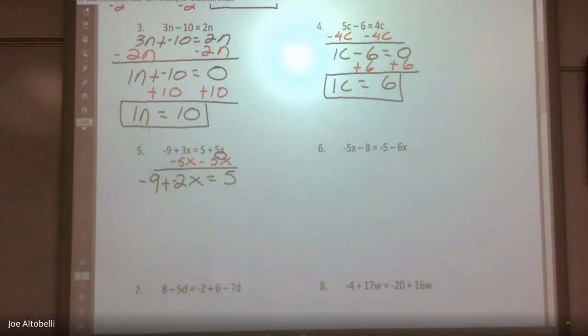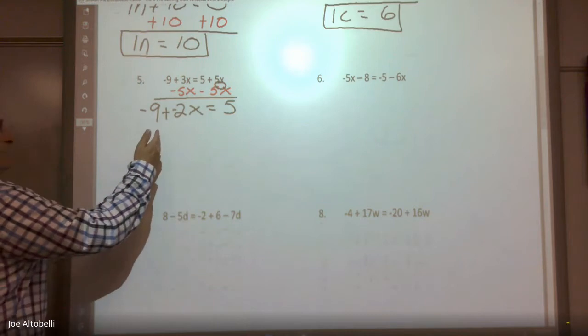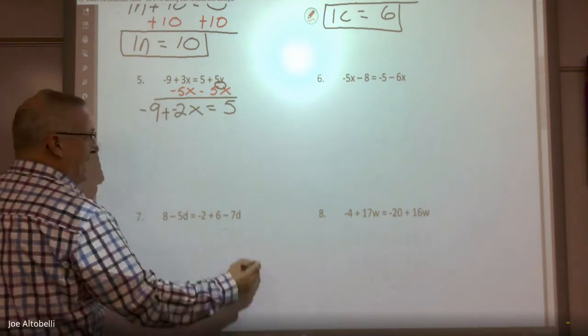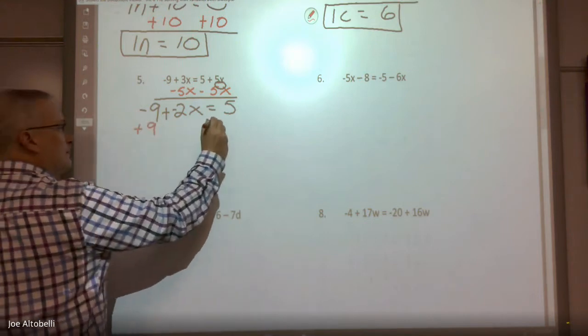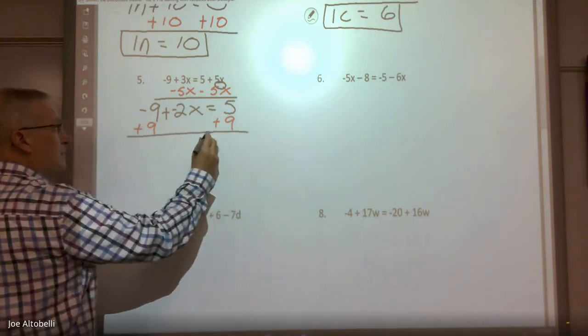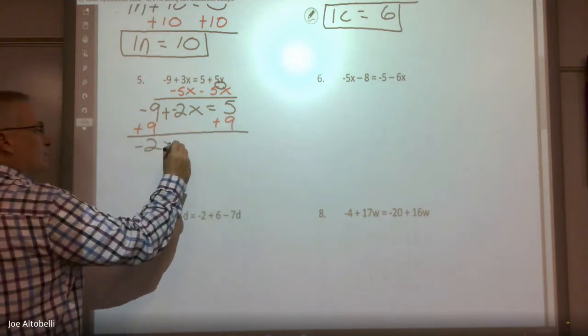You have to understand to subtract 5x from both sides and what you get. Because once you've done that step, you have a two-step equation, which you should know how to solve if you've been doing your homework. Two-step equation, I have to get rid of my minus 9 here, so I'm going to add 9.